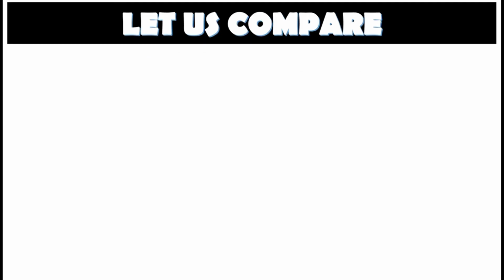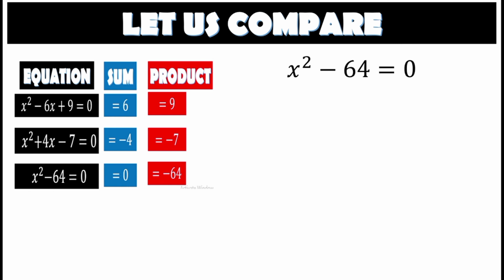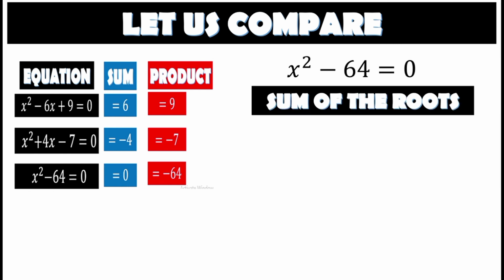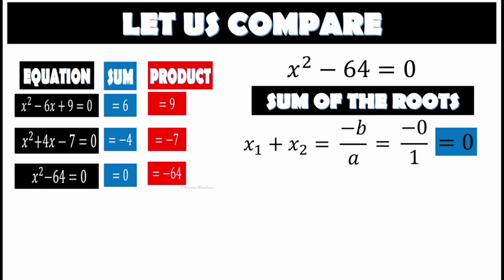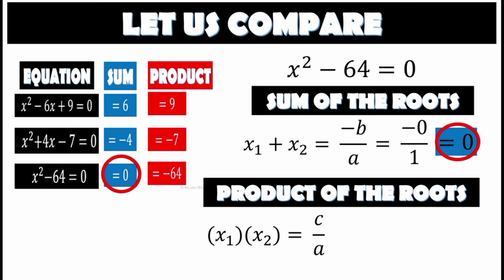For the third one, our equation is x squared minus 64 equals 0. For the sum of the roots, we again utilize the expression negative b over a. In this case, b is 0 all over 1. There is no positive or negative 0, so the result is 0. Comparing our answers, they are the same. For the product of the roots, again utilize the expression c over a. C is negative 64, a is 1. Then the result is negative 64.